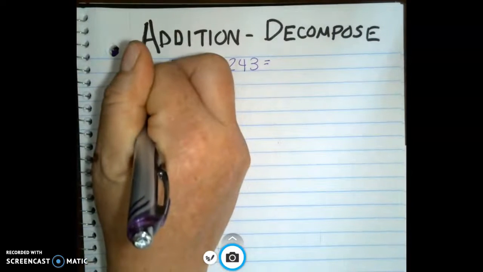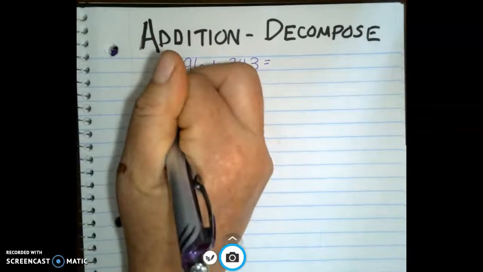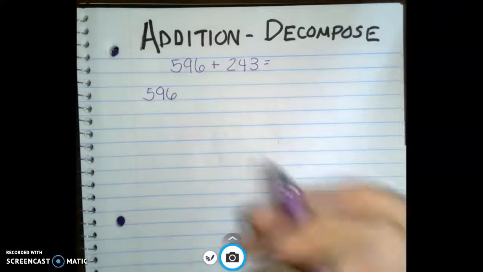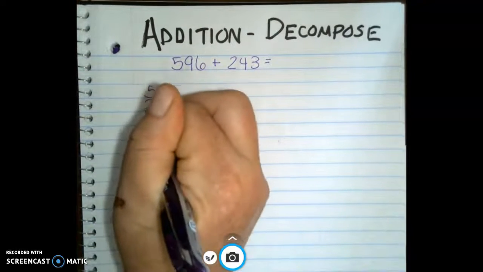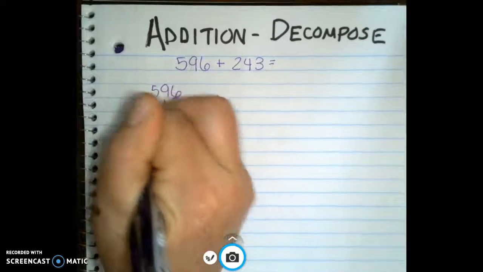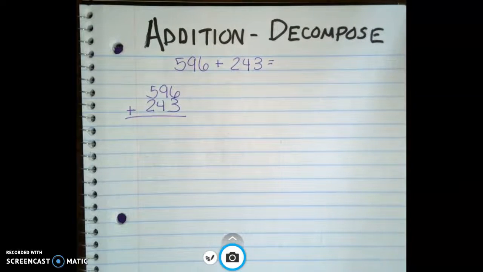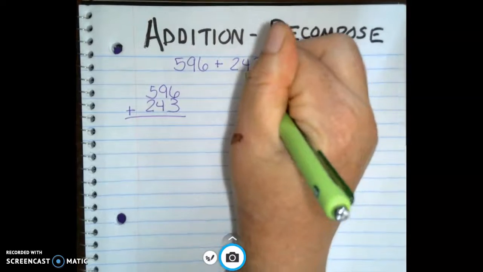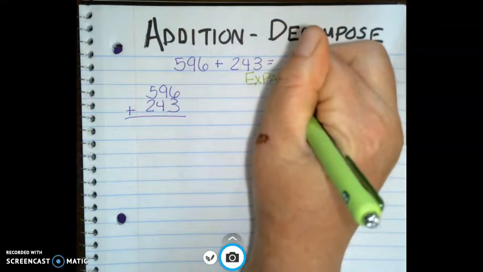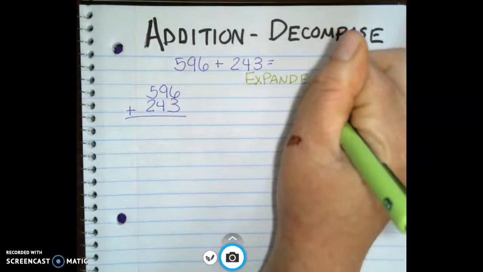So I'm going to line this up just like I would with a standard algorithm, 596. I'm going to make sure that my place values are all lined up, plus 243. But then what I'm going to do is write these in expanded form.